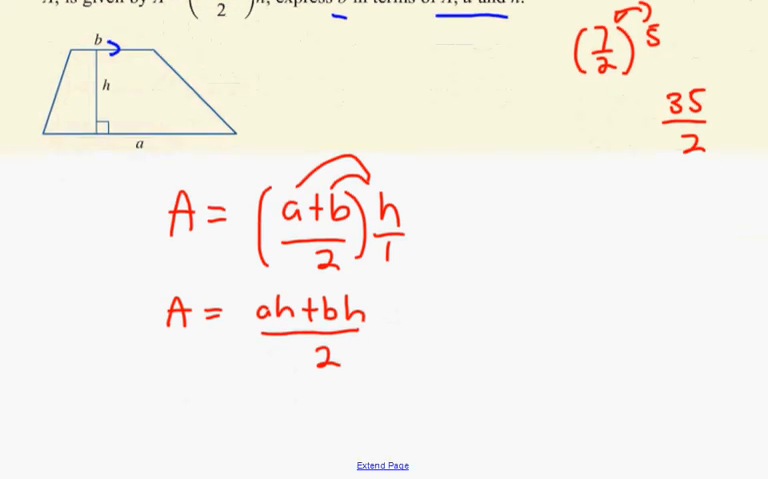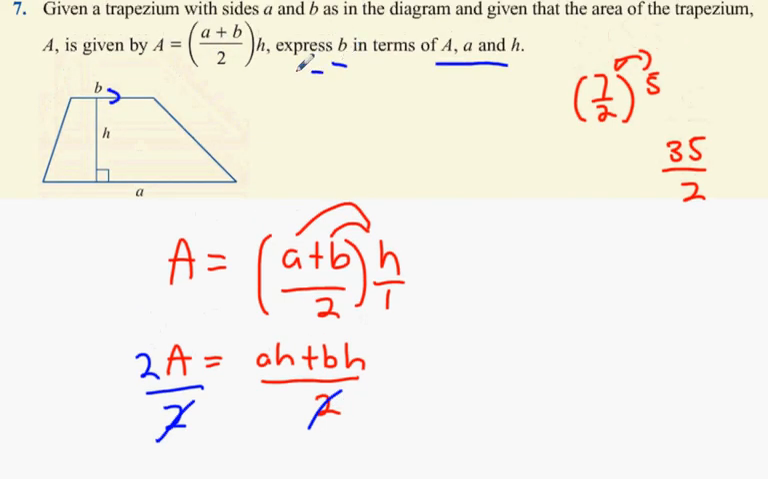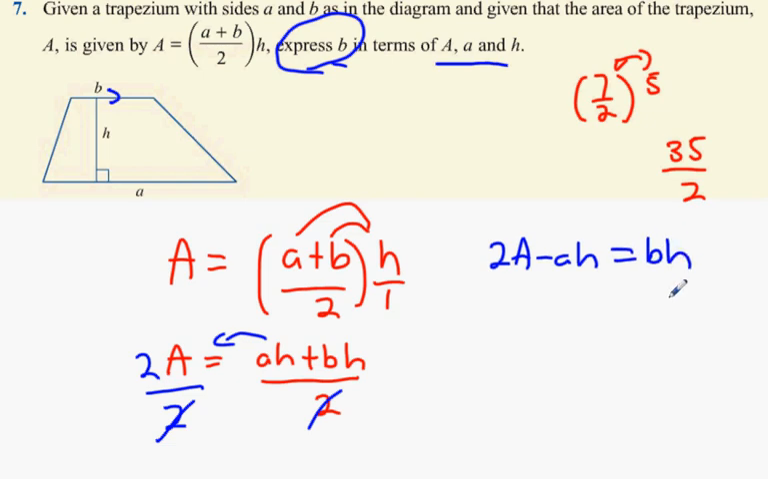Common denominator, 2 top and bottom. Cancel the 2's. Which letter do we want on its own? It says it here. b. So bring the ah over to your side. 2A minus ah equals bh.